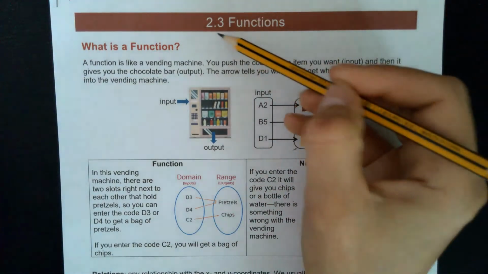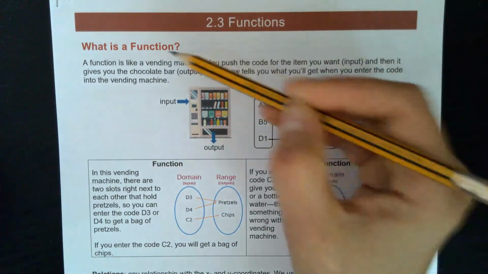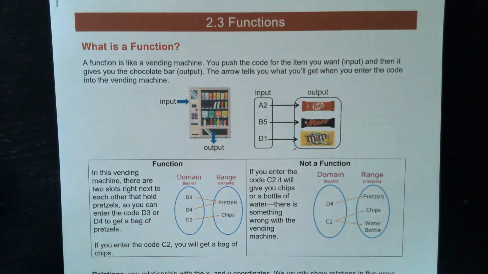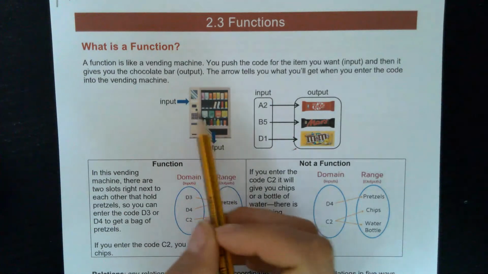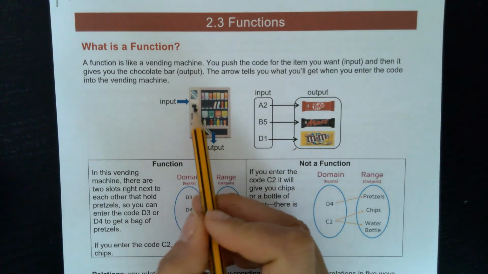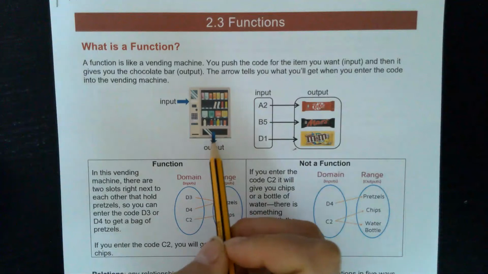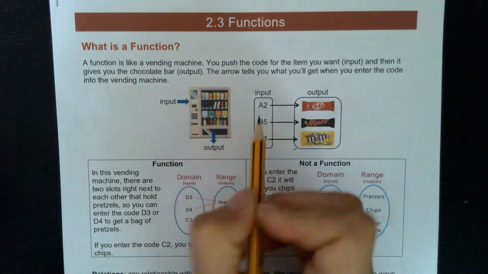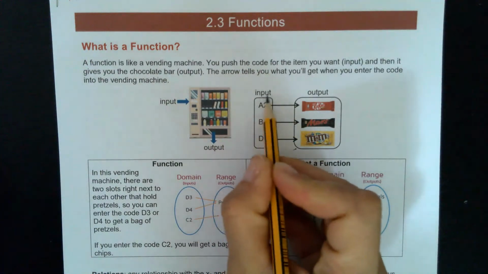So we have 2.3 functions, and I'm going to start with what is a function. Sometimes people have a hard time understanding what a function is, so I'm going to describe it by comparing it to a vending machine. You put some money in, you push some buttons, and then some potato chips fall out, okay? When you push the button, we're going to call that your input.